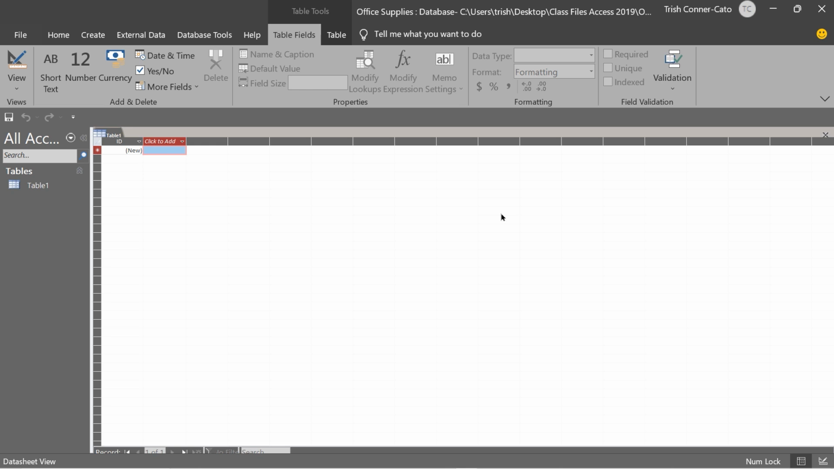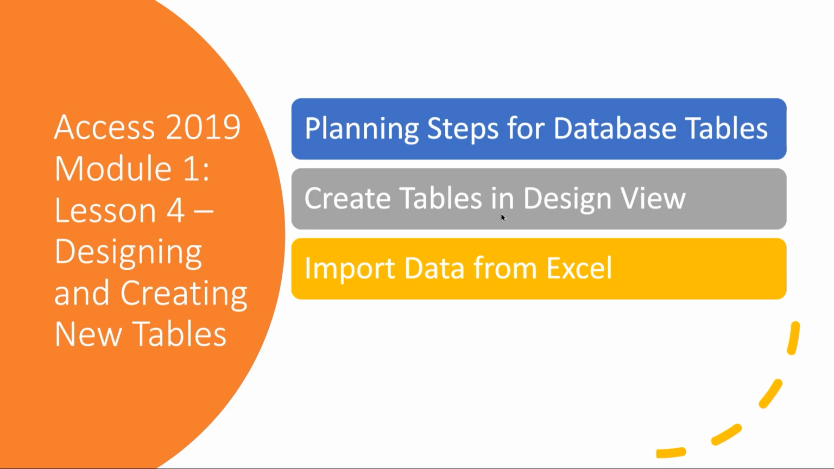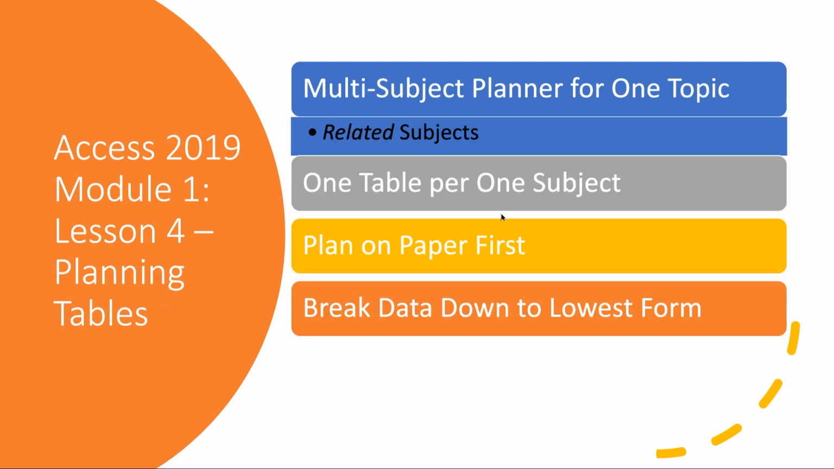Database tables require a separate planning process, which we're going to review right now. So we'll go over the planning steps for the tables, create the tables in Design View, and then you'll learn how to import data into the tables from Excel. Think of your database tables as a multi-subject planner for one topic. In our case, we're creating an office supplies database. So that's our topic. And in the planner, you have related subjects, which are your tables. You use one table per one subject.